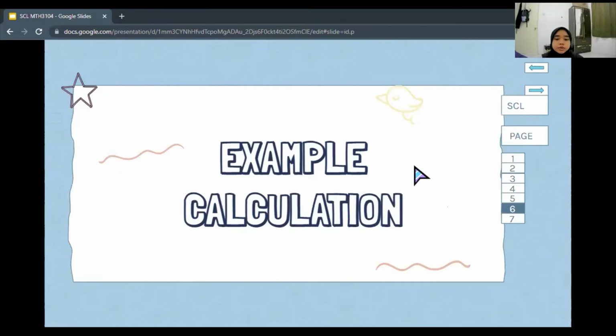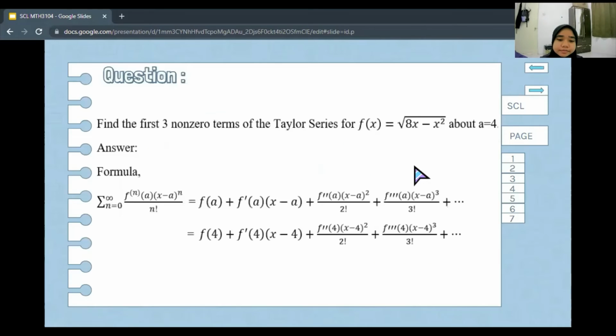Next, I will explain more about example calculations. Next slide. The question that we use is: find the first three non-zero terms of the Taylor series for the function square root of 8x minus x to the power of 2, about a equals 4. Hazidan will explain more about the answer.